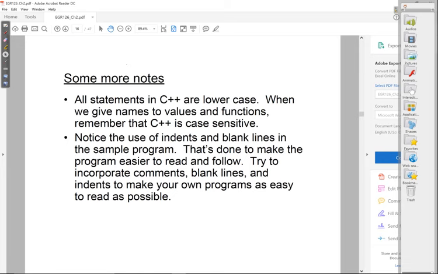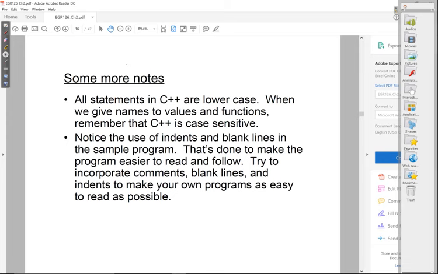Now, when you come up with variable names, right, when you come up with names for your own values, then you are allowed to use uppercase. But it's case sensitive, right? So when you refer to that variable again, you better make sure you use the correct case.